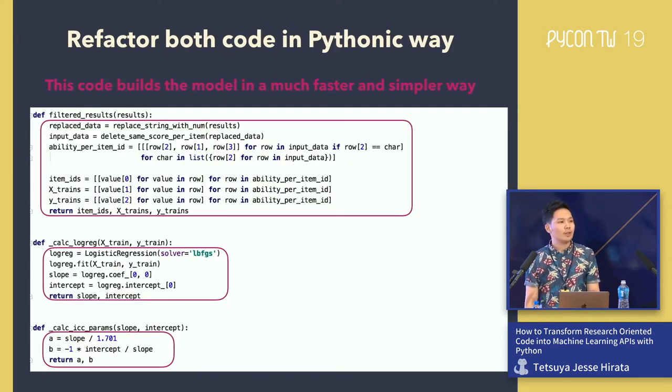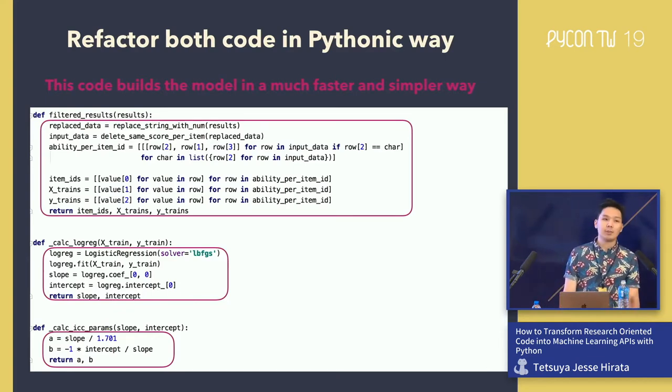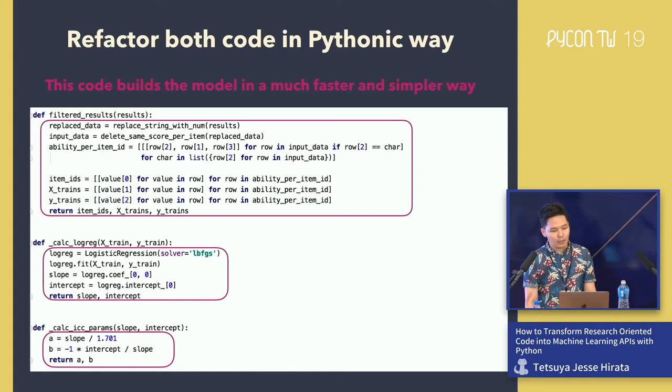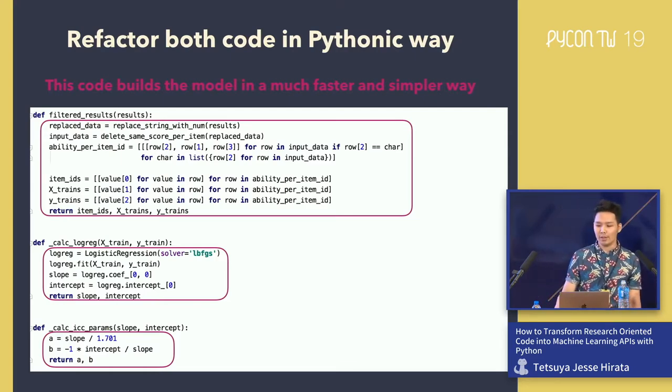This code is refactored by engineers. It seems to be shorter than the previous code, and there are simple calculation functions at the bottom. This code uses list comprehension and set comprehension. Actually, this code can build the model in a much faster and simpler way.